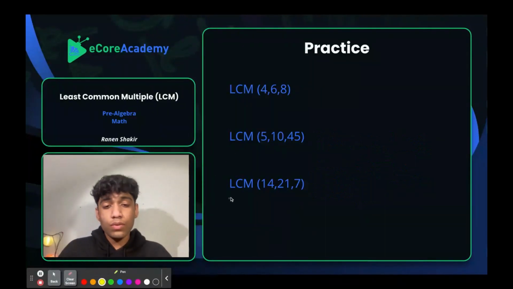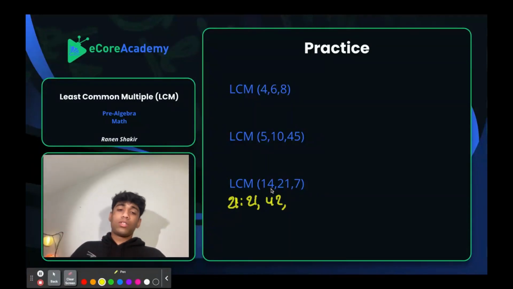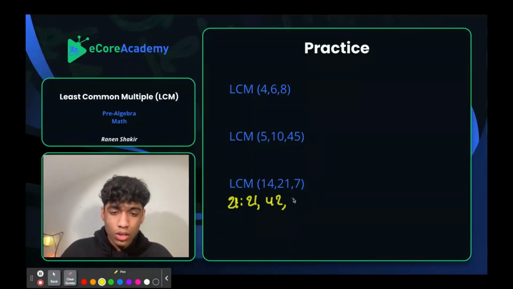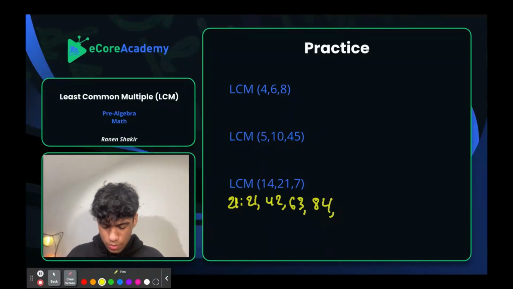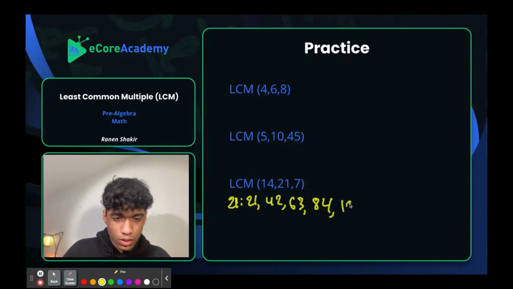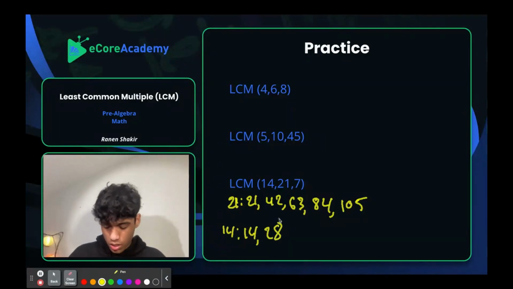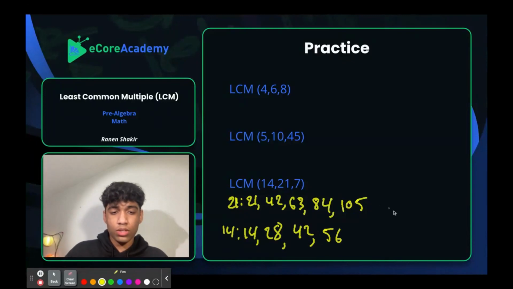So let's do 14, 21, and 7, the last one. Let's start with the bigger one. For 21, we can do 21, 42, 63, 84, and 105. Okay, that's what I thought. Now let's do 14. We'll have 14, 28, 42, and 56. And then let's do 7.